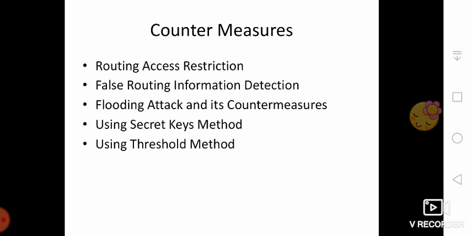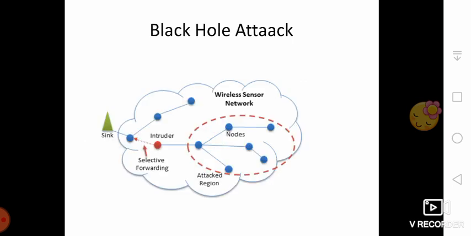Then the last one is using the threshold method. It is used to defend against flooding attacks in WSN. The mobile nodes use a threshold value to check whether its neighbor is an intruder or not. When the number of route request packets broadcast by a node exceeds the predefined threshold value, it is treated as an intruder and the node stops providing its services to the intruder.